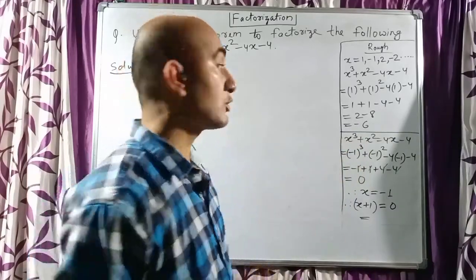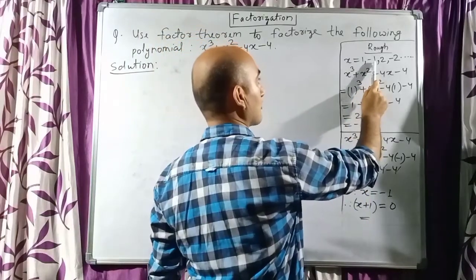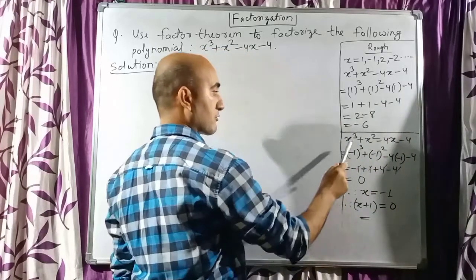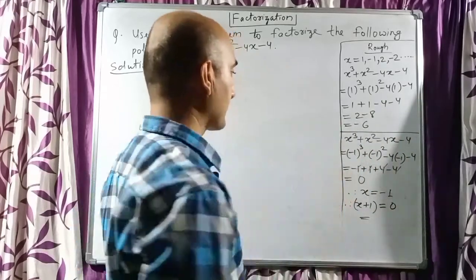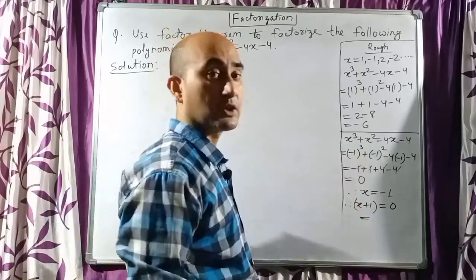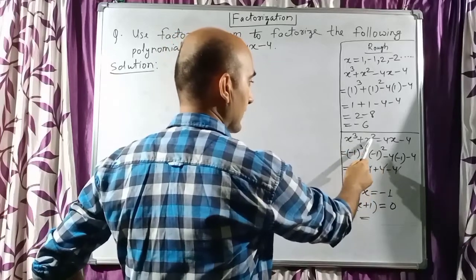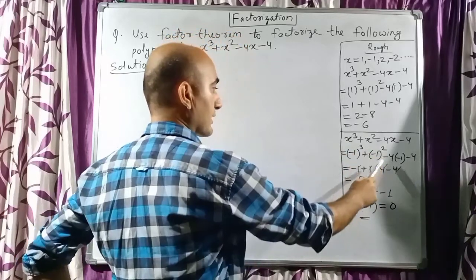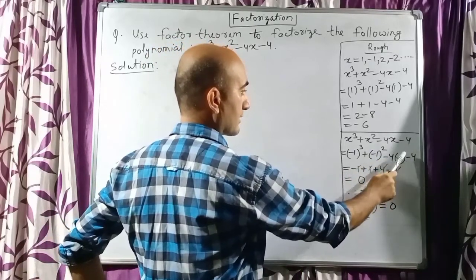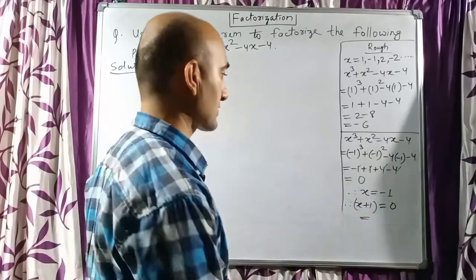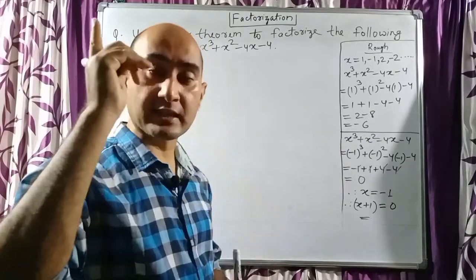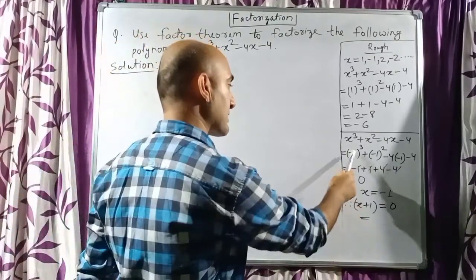When we don't get 0, the next step is to put the value of x as minus 1. So I wrote the same expression here, and this time the value of x is minus 1. In place of x I have put minus 1, with whole cube, plus minus 1 square, minus 4 into minus 1, and this minus 4 is same. Minus 1 cube is minus 1, because 1 cube is 1 but minus with an odd power remains minus.